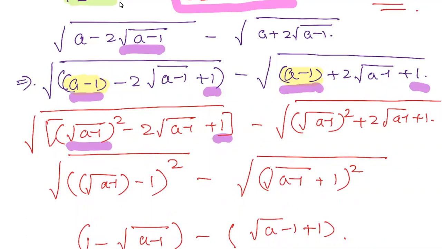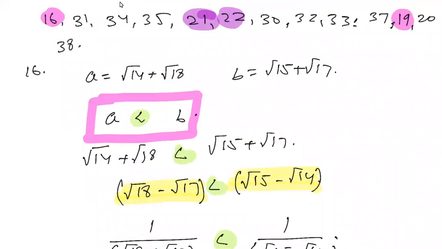Now, this was question number 22. After 22, what is the next lowest number? Achha, I missed 21. I will discuss 20 and 30, right? 20 and 30. Whose doubt is this?